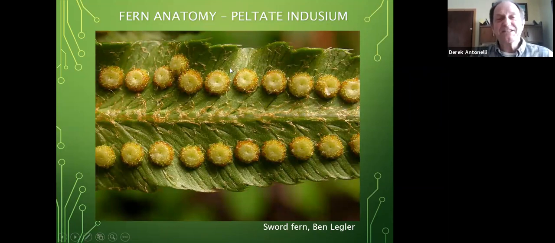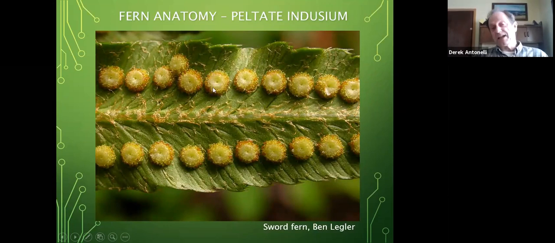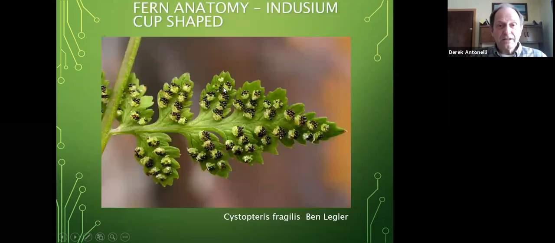But anyway, the indusium on these is called peltate, which means it's like a shield. It's attached in the middle and then spreads out over the top, and you can see the sporangia sticking out from underneath that. So it's kind of like an umbrella or a shield.